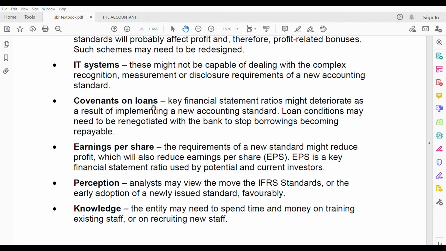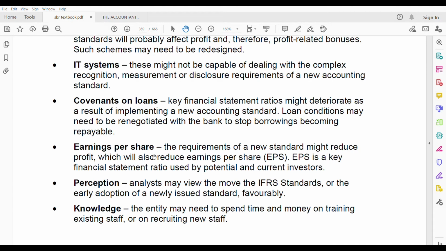Covenants on loans. Key financial statement ratios might deteriorate as a result of implementing a new accounting standard. Yes, if you implement a new accounting standard, it might deteriorate your ratios. So loan conditions may need to be renegotiated with the bank to stop borrowing becoming repayable. First, you have to look at that before you apply it.